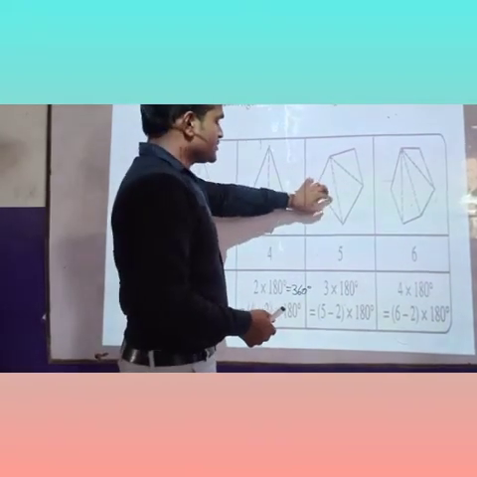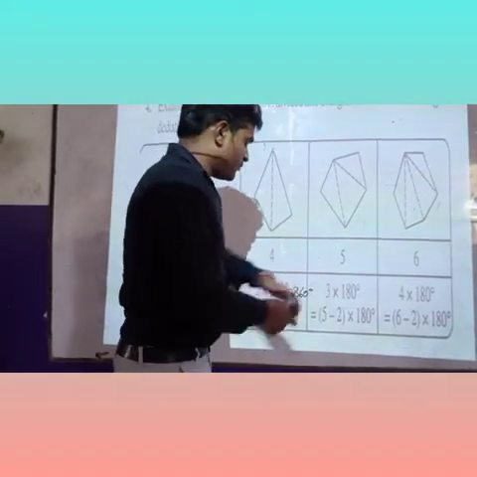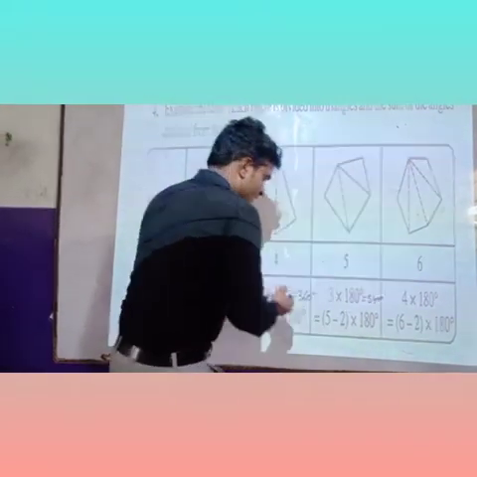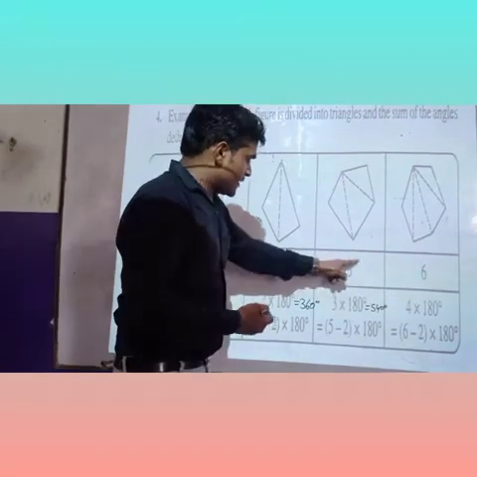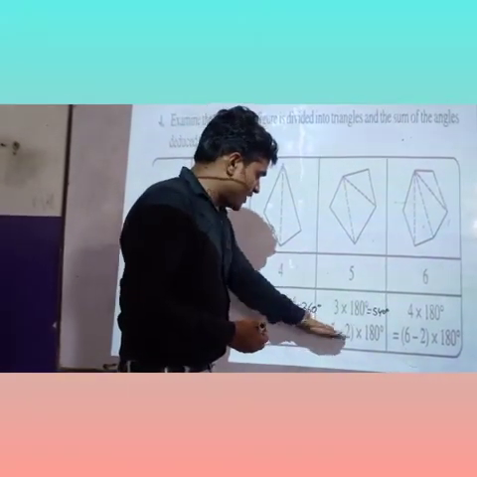Now this is a pentagon, children. The number of triangles is 3: 1, 2 and 3 triangles. So 3 multiplied by 180 is 540. So children, the number of sides is 5, and when we subtract 2 from 5 we get 3.